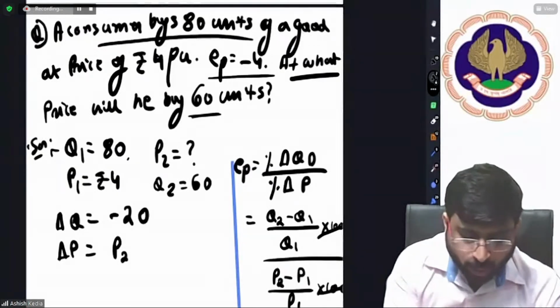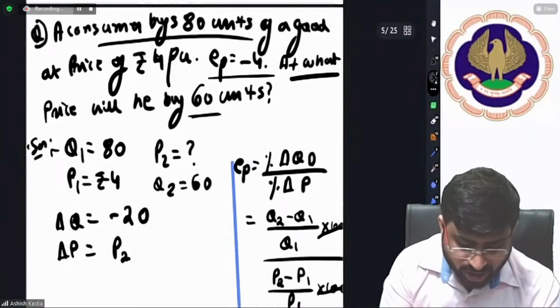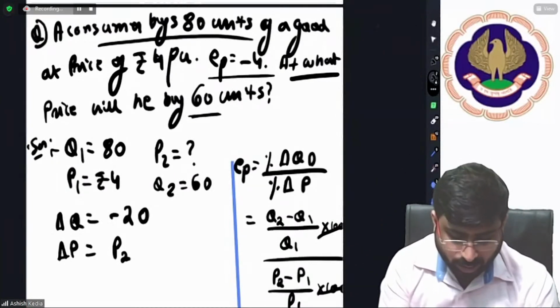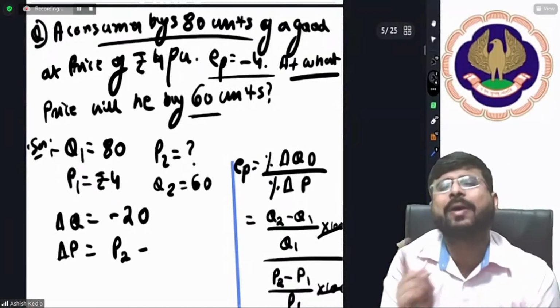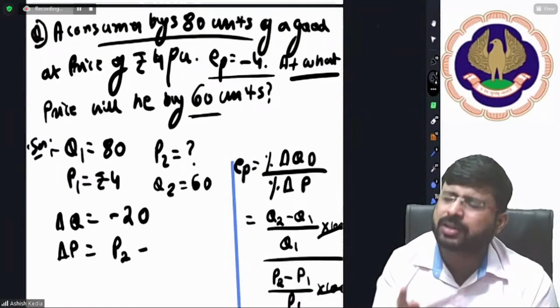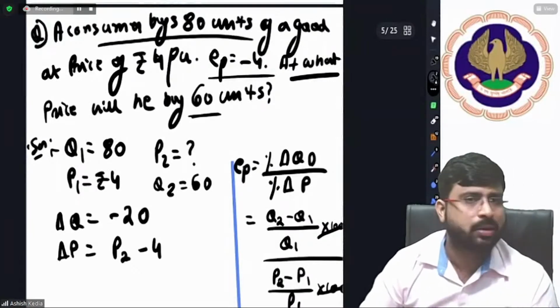Sir, how come? Because quantity has fallen, so price must have risen. Okay, so change in price is new price minus the old price. What is the old price? Always new minus old. What is the old one? 4 rupees. Got it, sir?